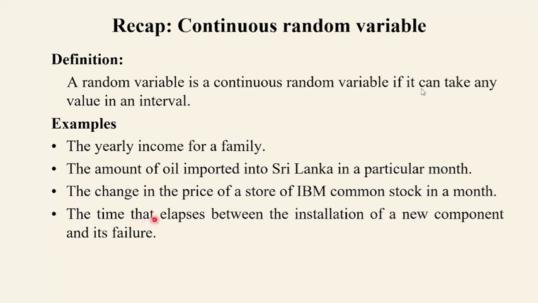The time that elapses between the installation of a new component and its failure, right? How long the particular new component will last. So the lifetime of the component, we are measuring using the clock, or days, or years, or months, right? So this is also measured in days and months, with times. So here, these are the continuous random variables, right?